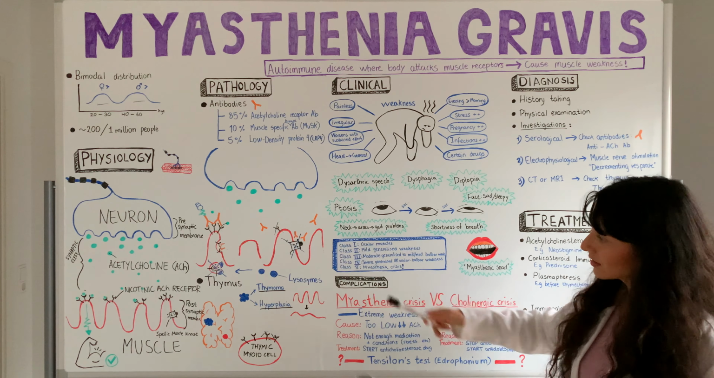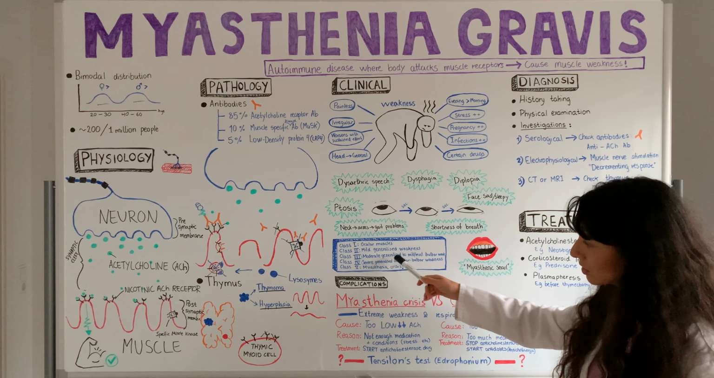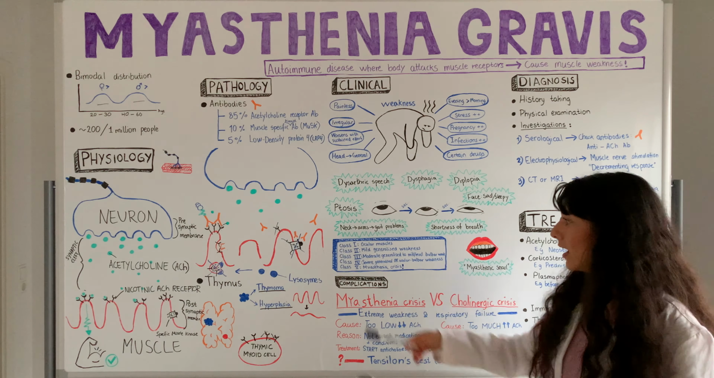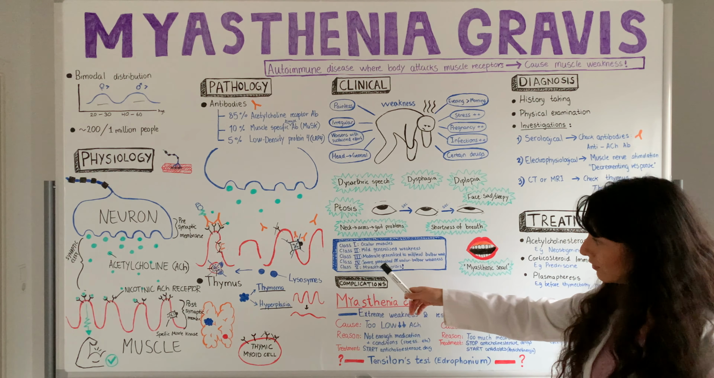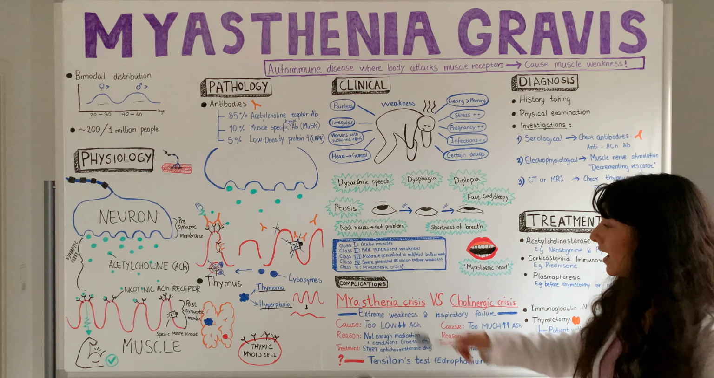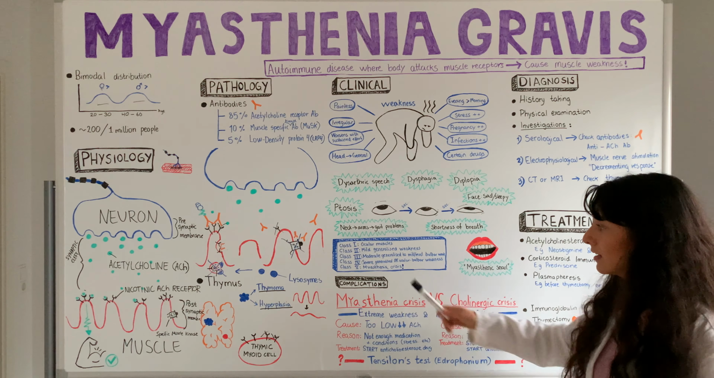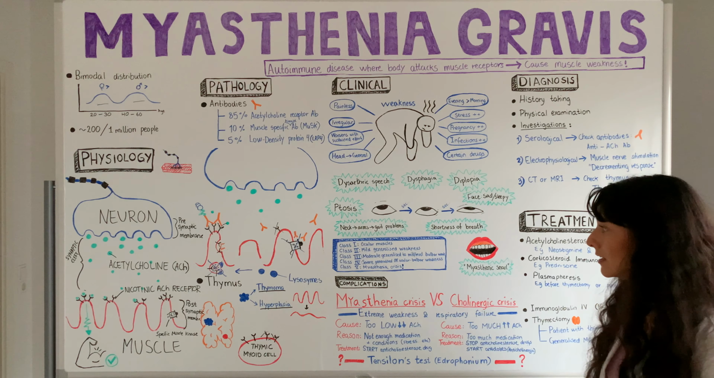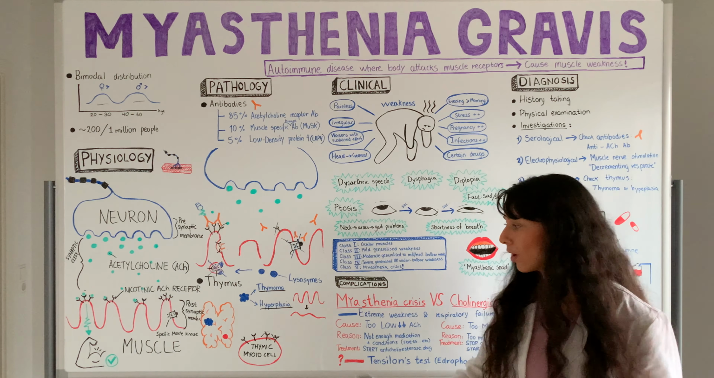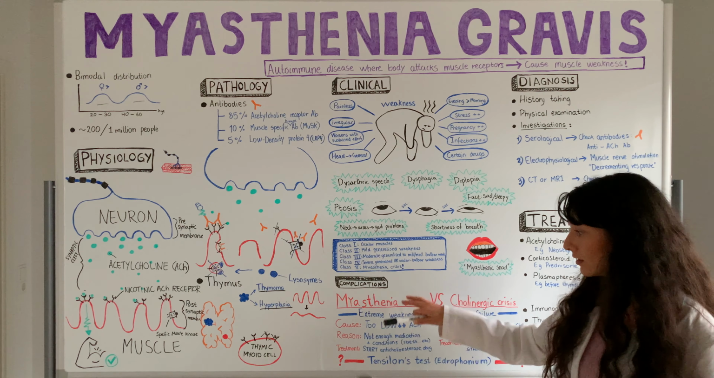Then we have class 3, which is moderate generalized to mild moderate bulbar weakness. And then we have class 4, which is severe generalized or ocular bulbar weakness. And the last one is myasthenic crisis, which is the worst case. And that one we will talk about in the next video, where we talk about the complications.